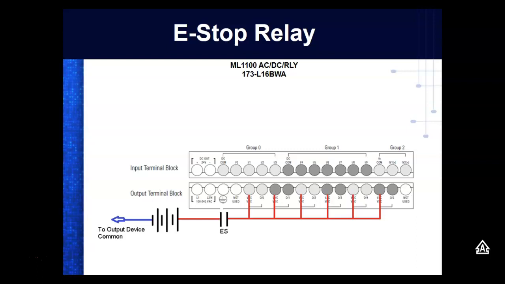It uses relay outputs. What's the advantage of a PLC using relay outputs? So we can get DC outputs, we can get AC outputs, and we can get relay outputs. So what's the advantage of a relay? What advantage does a relay have over other control devices?